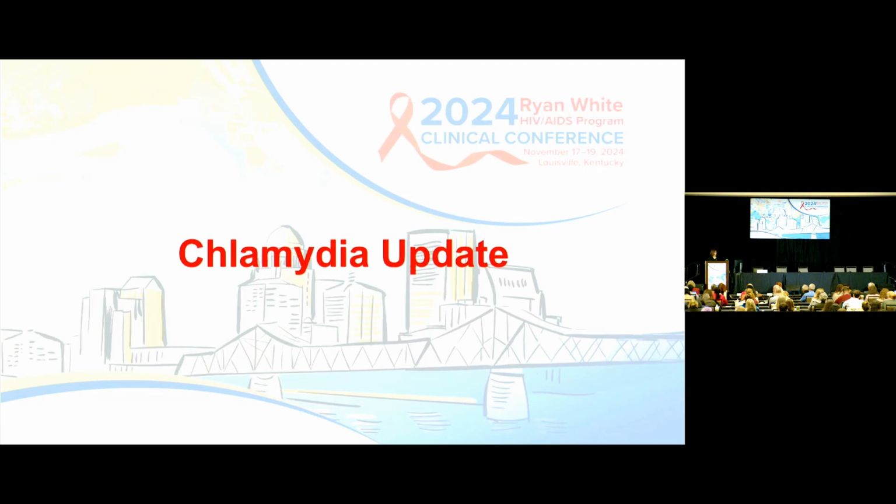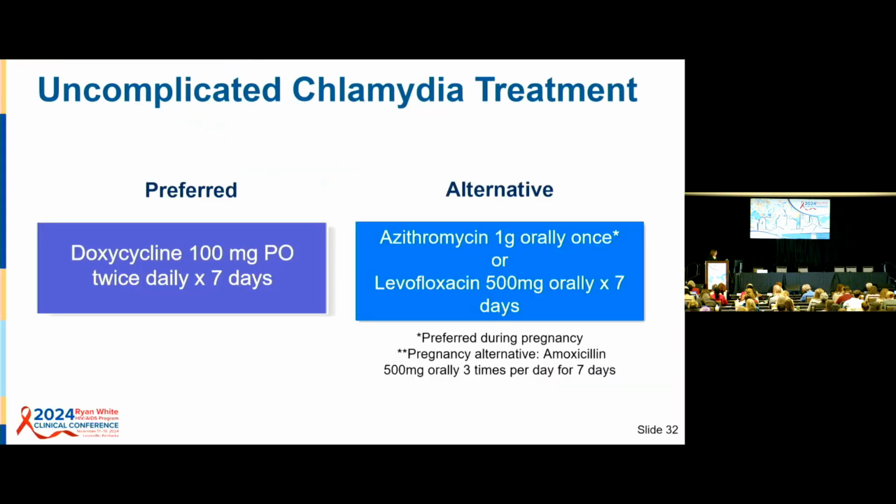So let's talk a little bit about chlamydia, another favorite. So uncomplicated chlamydia, the preferred regimen, as probably all of you know, is doxycycline twice a day for 7 days. There are, of course, the alternatives of azithromycin, levofloxacin, and amoxicillin in pregnancy.